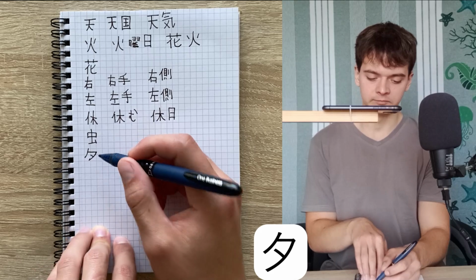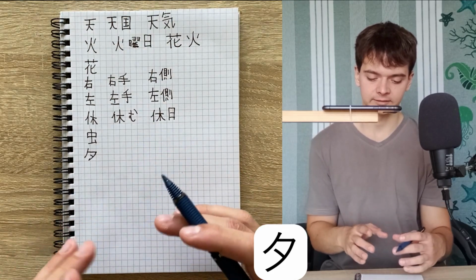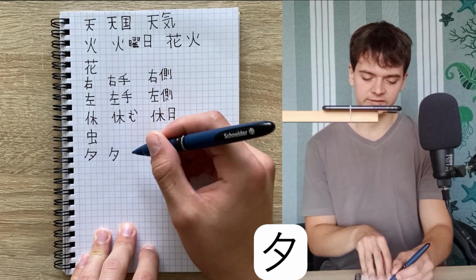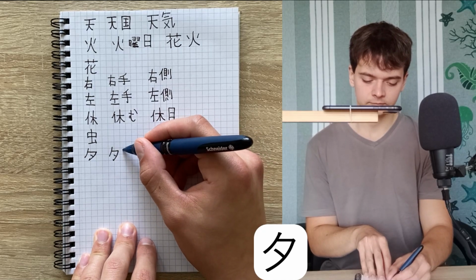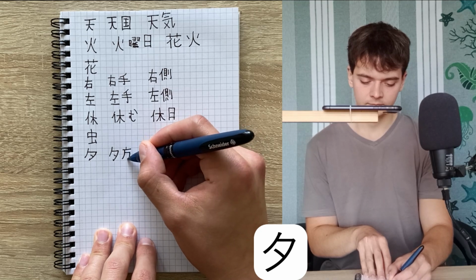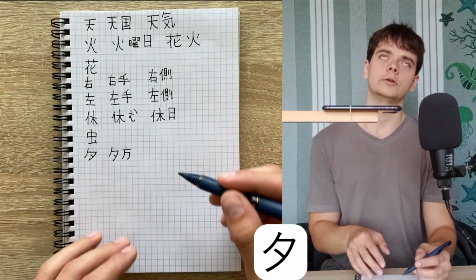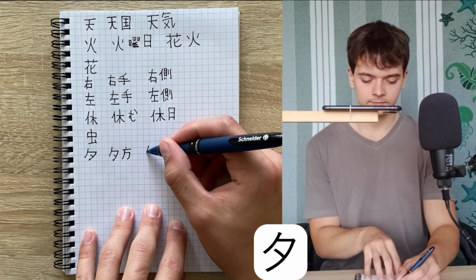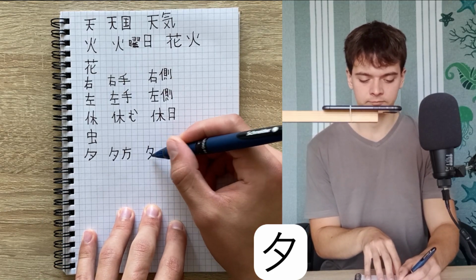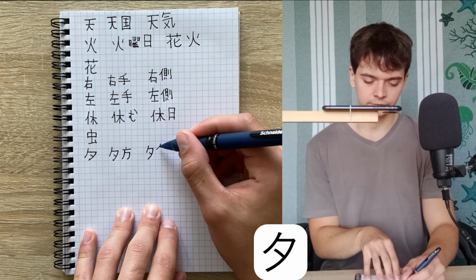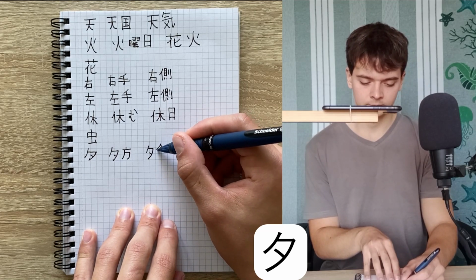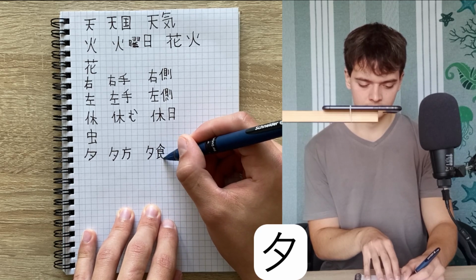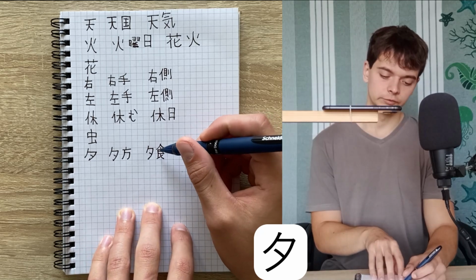This is yu. Yu means evening, but it's not really used alone. When you want to say evening, you say yugata. Yugata. Or when you want to say dinner, you say yushoku. Yushoku.